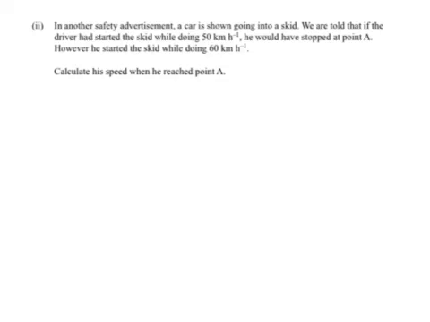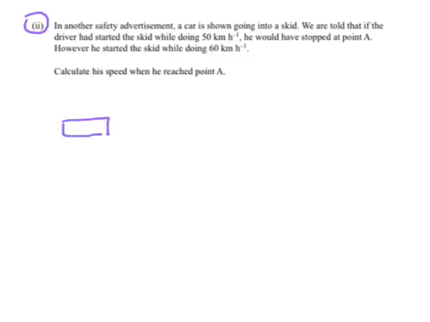This is question 6B from the 2010 paper, and it's part 2. In another safety advertisement, a car is shown going into a skid. We're told that if the driver had started the skid while doing 50 kilometers per hour, he would have stopped at point A. So let's just start diagramming this out.